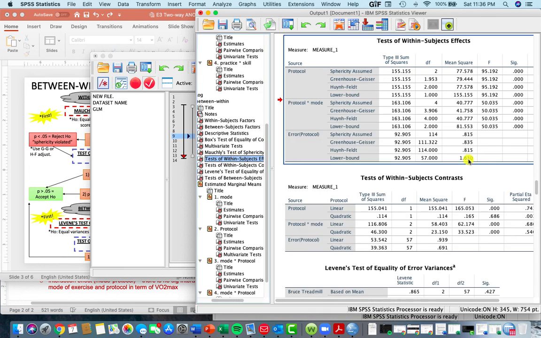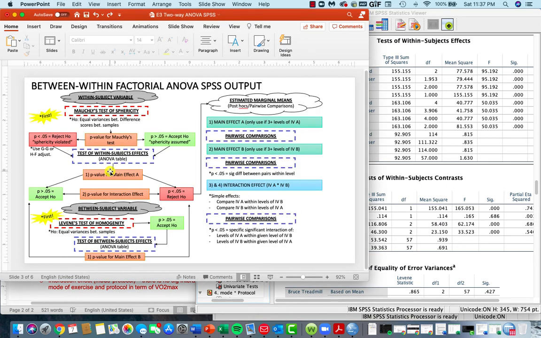So we can go back to our test of within subject effects. So we know we've kind of checked off two main effect evaluations. We've looked at the main effect for protocol. We've also looked at the main effect for our interaction effect. Both of them had p-values less than 0.05, which means we're going to be looking at post hocs for each of those. Now we have to look at our between subject variable.